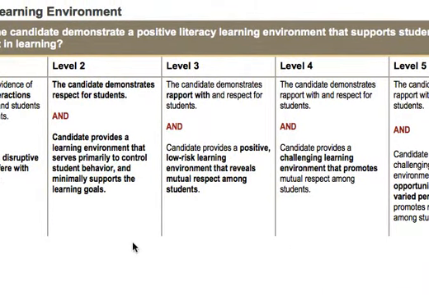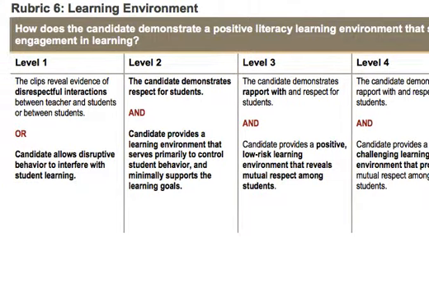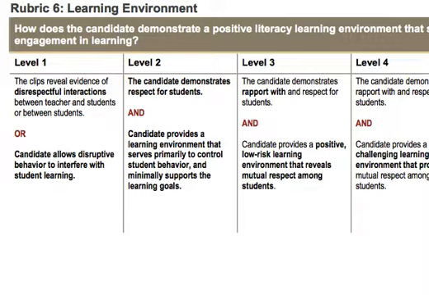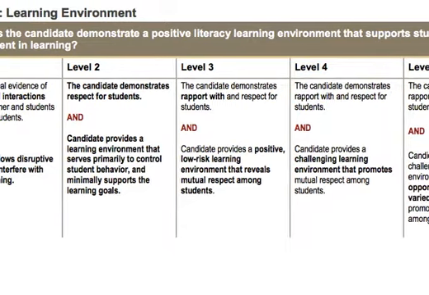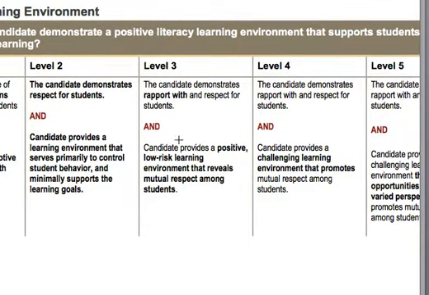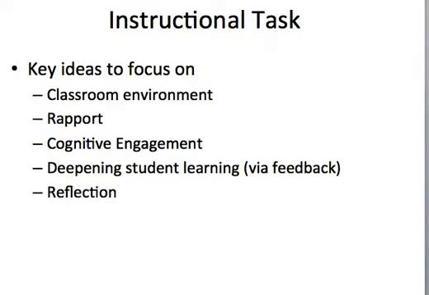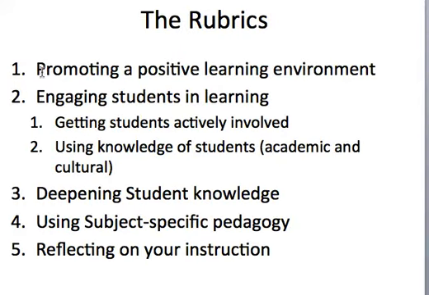If we go to level 2 and level 1, really, level 1 is that you're disrespectful, you have all kinds of behavior management problems. Level 2, you have respect for the students, but there's no connection. So I think that most people will not have a hard time getting a level 3 in this case. Level 4 becomes a little more difficult, and you will have to make sure that you explicitly talk about what you did.